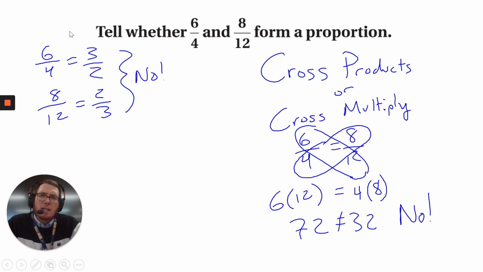The problem with this idea is, depending on the situation, this may take a while to figure out if it works or not. Another option that some of you will really like, and one that everyone needs to be comfortable with, is you deal with what's known as cross products or cross multiplying. And what it does is it makes kind of this X here. So you take 6 times 12 and 8 times 4, and you set them equal to one another. And if they equal one another, the answer is yes. And if they don't equal one another, the answer is no.